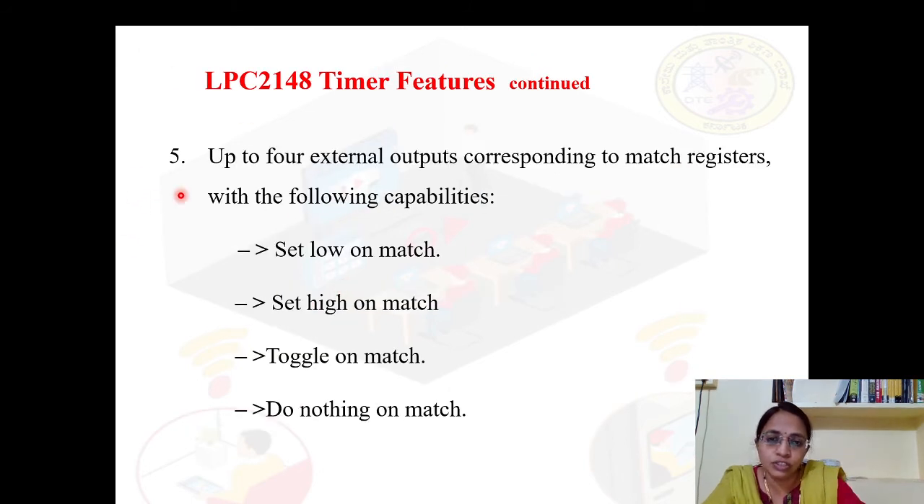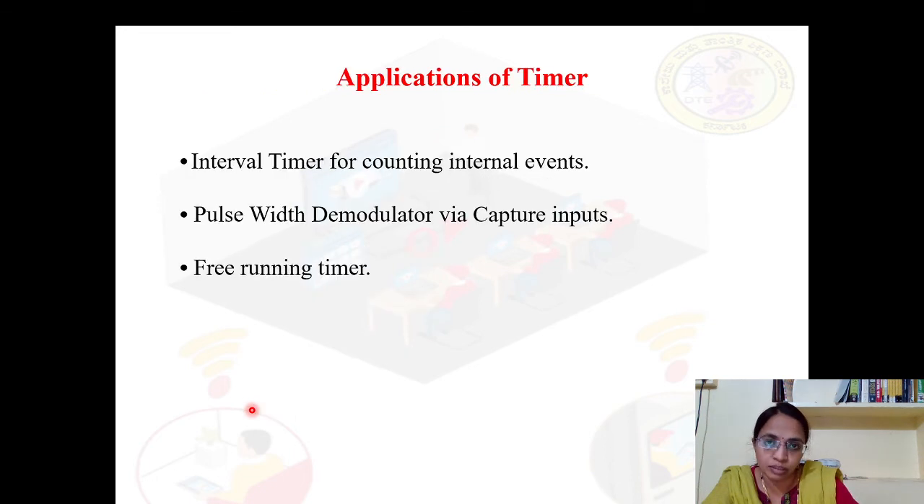And the next feature is that the LPC2148 timer has 4 external match outputs corresponding to the 4 match registers. Based on the match, these 4 external match outputs may be set low, or set high, or they may toggle, or nothing may be done on the match. So this is about the features. These are the 5 features of the LPC2148 timer.